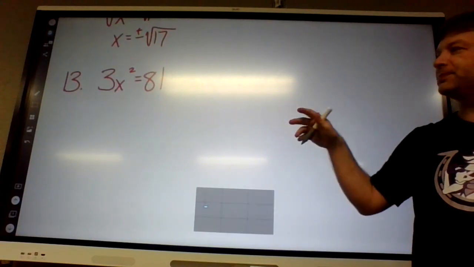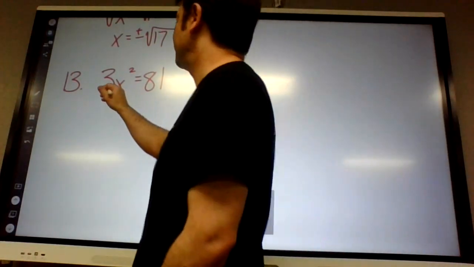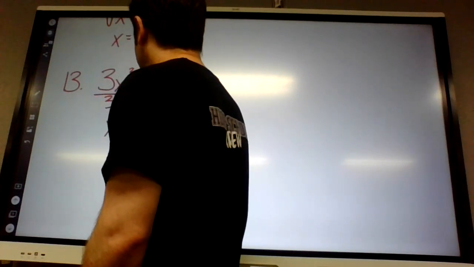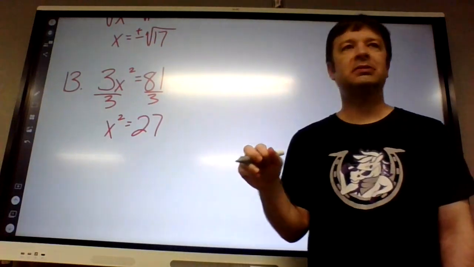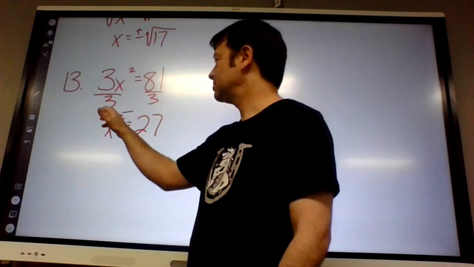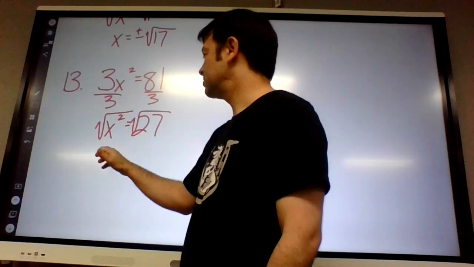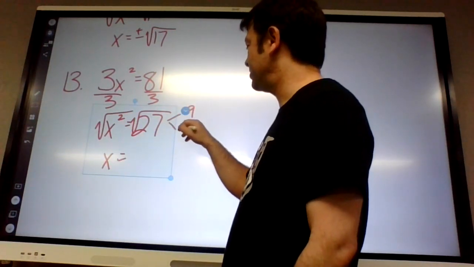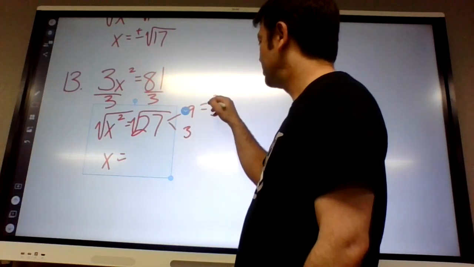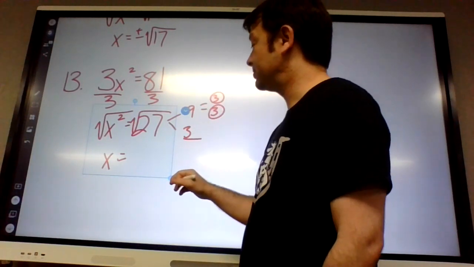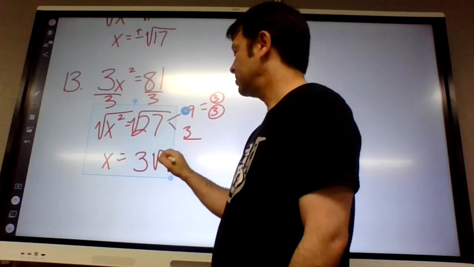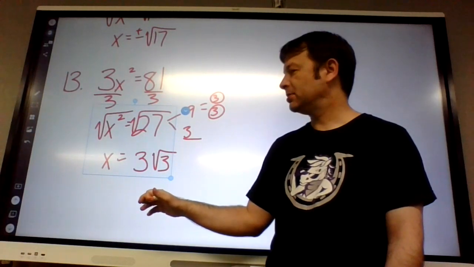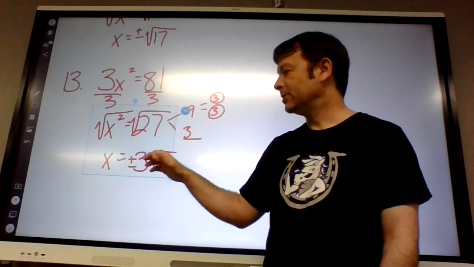What's the first step? You divide by 3. That's going to give us 27. Sarah might have been working ahead here because she already got 3 square root of 3. She went home last night and was like, what did I do wrong? You simplify. Forgot the plus or minus.